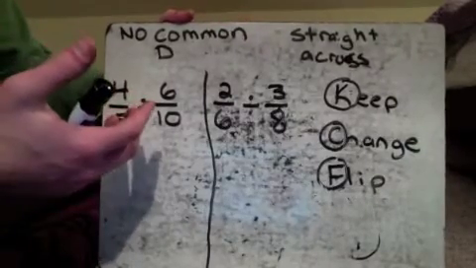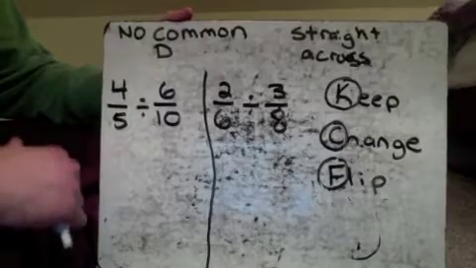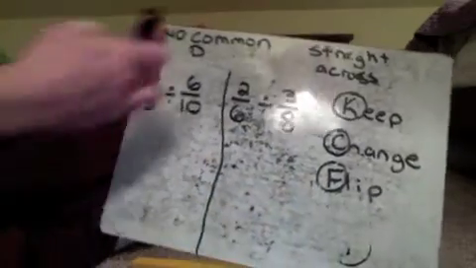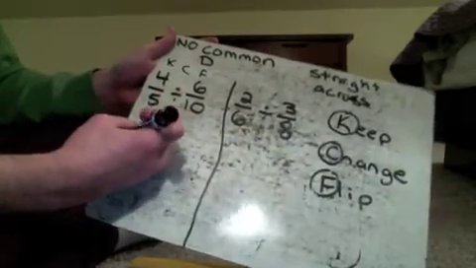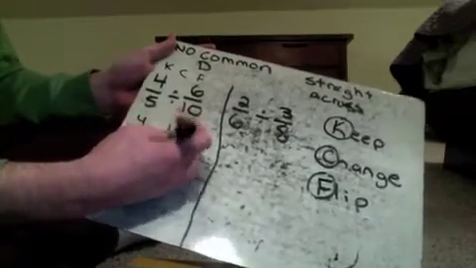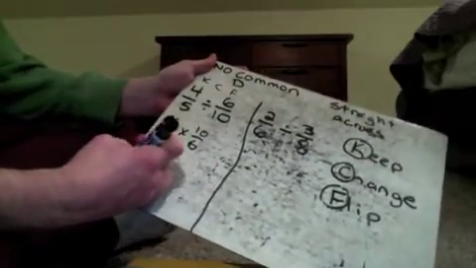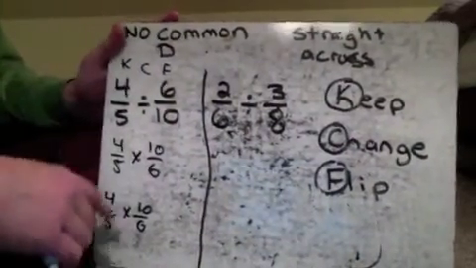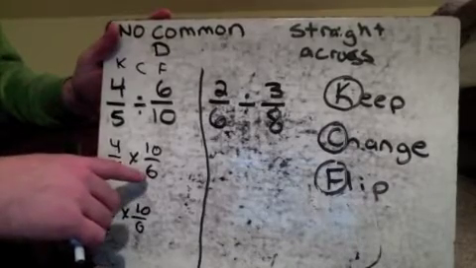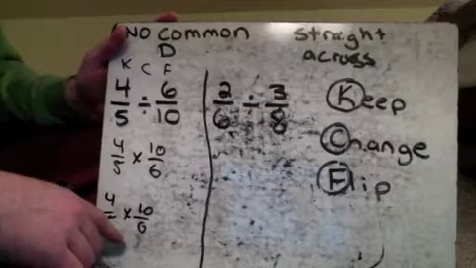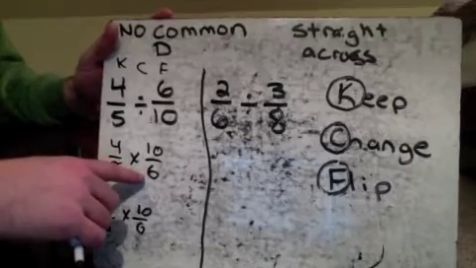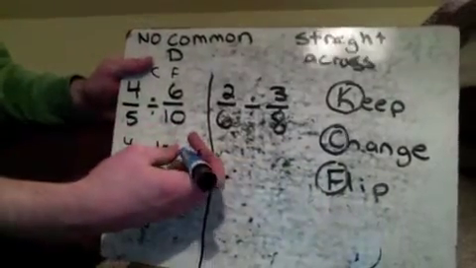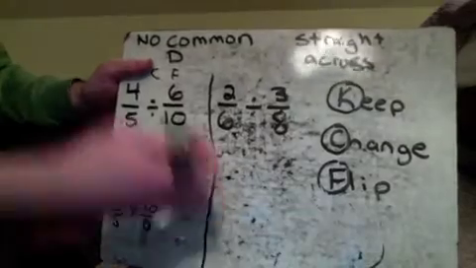All right. Hopefully you've had time to finish these up here. And again, remember, on any of these things, if you have questions, please make sure that you let me know as I'm walking around. So if we do our keep it, change it, flip it, we are going to have 4/5 times 10/6. Okay. Now, all I need to do is either multiply straight across or do the cross reducing and then multiply straight across. So let's see how we did here. 4/5, 10/6, straight across would be 40 and 30.